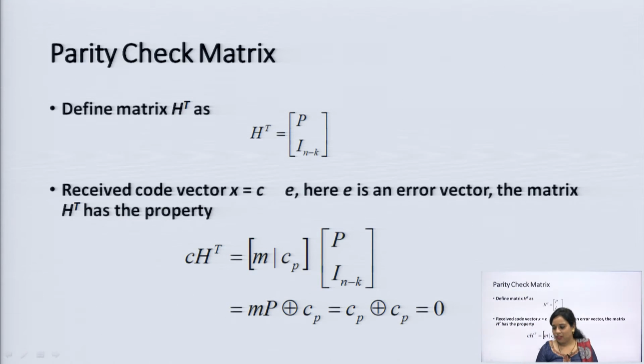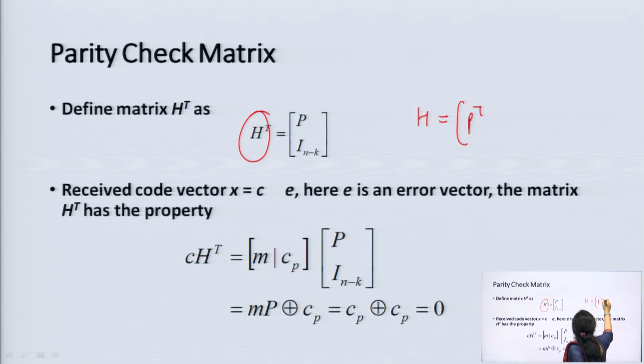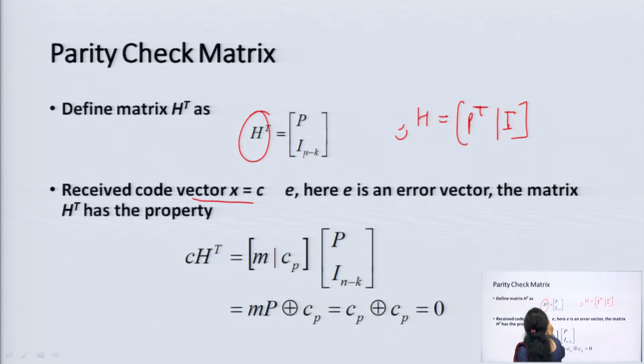Now, next is the parity check matrix. How will this parity check matrix be generated? The transpose of this matrix is written over here, and you can see that it is equivalent to P transpose by I. This is the H matrix and this is the H transpose matrix, that is P, I_{n-k}. The received code vector x is equal to C XOR E.